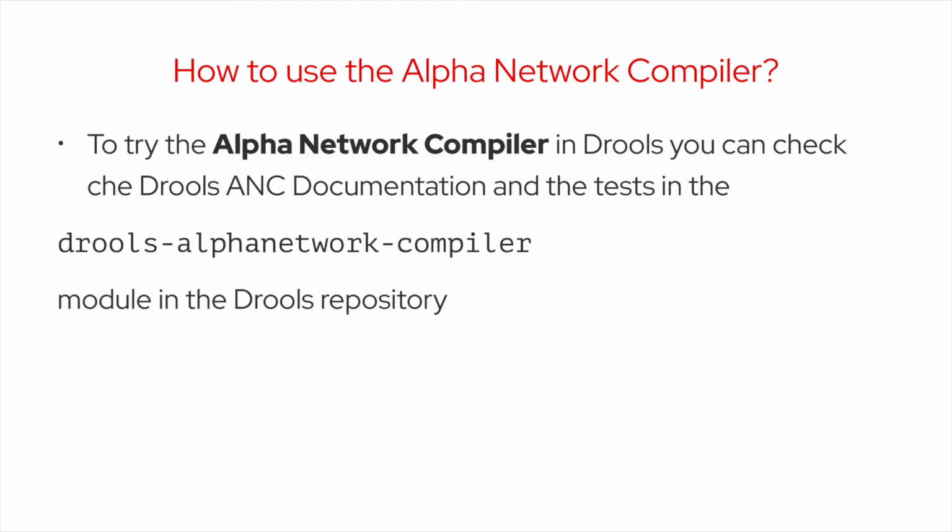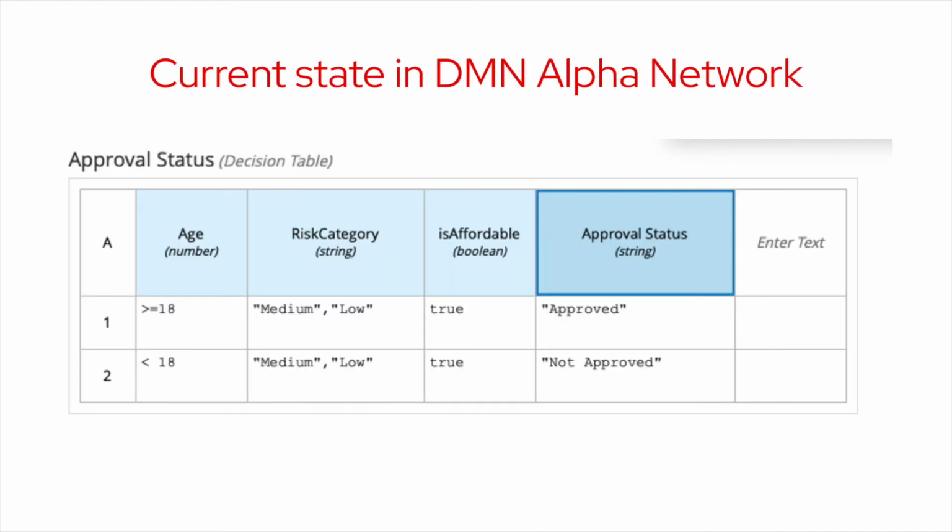So how to use the Alpha Network compiler? To try the Alpha Network compiler in Drools, you can check the ANC documentation link in the article and the test in the Drools Alpha Network compiler in the repository. Let me show you how we use the Alpha Network compiler.